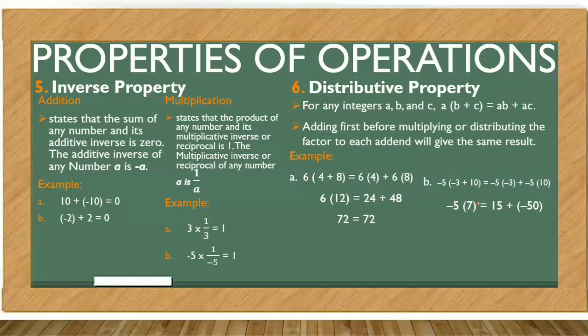And then multiply na natin to. Negative 5 times 7, negative 35. Ito naman, 15 plus negative 50. So magkaiba sila ng sign. Pag ma-minusin natin, 50 minus 15, 35. And then, sino mas malaki? Si 50 o si 15? Si 50. So, negative 35. The answer is negative 35 and negative 35. So, ibig sabihin, check, tama sila, parehas.